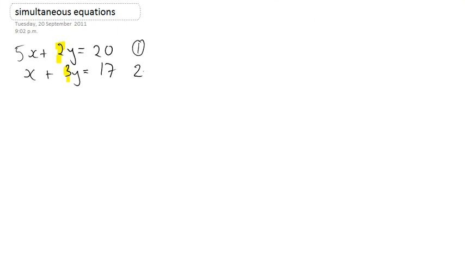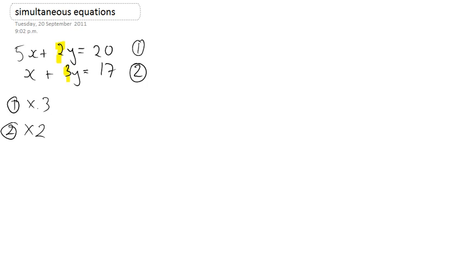So the first thing I'm going to do is number my equations so that I can keep track of what I'm doing. I want to make these values of y the same. So I'm going to multiply the whole of equation 1 by 3, and I'm going to multiply the whole of equation 2 by 2. And by doing that I should find both my y's are 6.